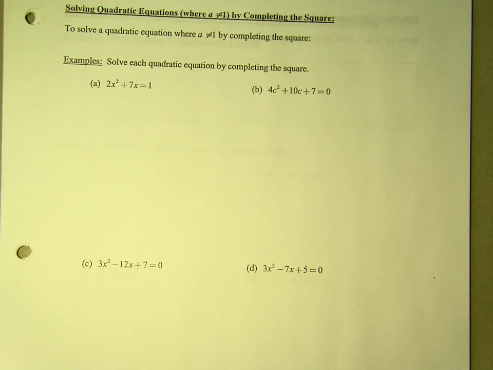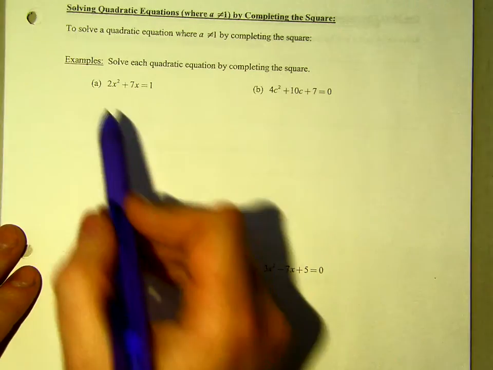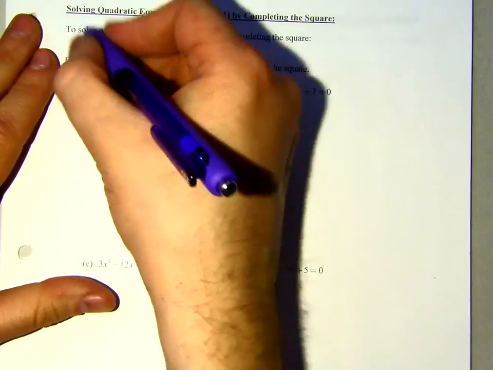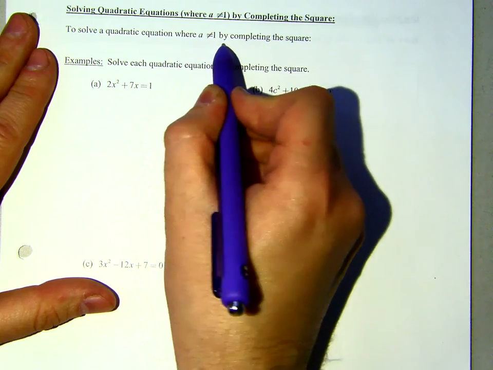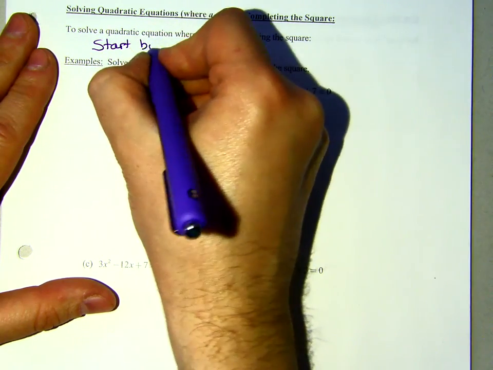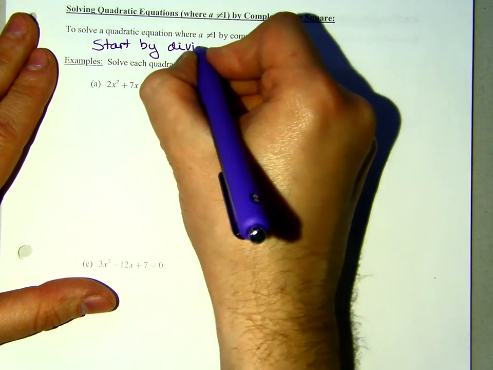Could you do something, if you look at letter A, to make the number before the x squared equal 1, Toby? Well, there is no GCF here. Divide by 2. Here I have an equation, so I can go and do some dividing. And in general, what we're going to have to do if there's a number up front is start by dividing every term by that a value. So to solve a quadratic equation where a does not equal 1, we need to start by dividing each term by a.